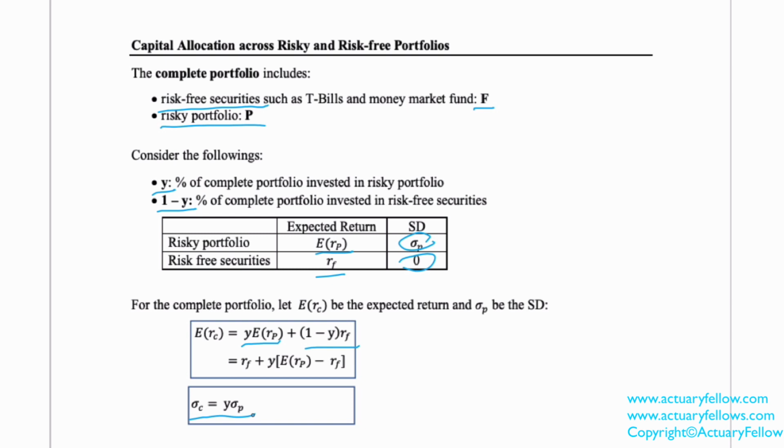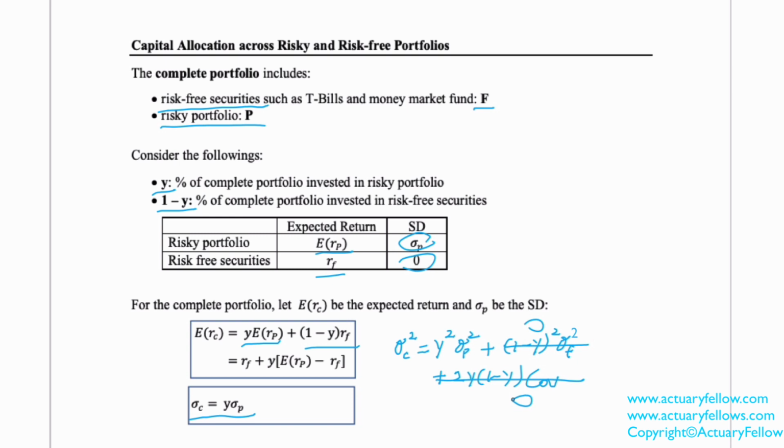The complete portfolio variance, sigma C squared, equals Y squared times variance of the risky portfolio plus 1 minus Y squared times the risk-free security variance plus 2 times the weights times covariance between risky and risk-free asset. Since the variance for a risk-free asset is 0, the second term is 0, and the covariance is also 0. What's left is just Y squared times sigma P squared.